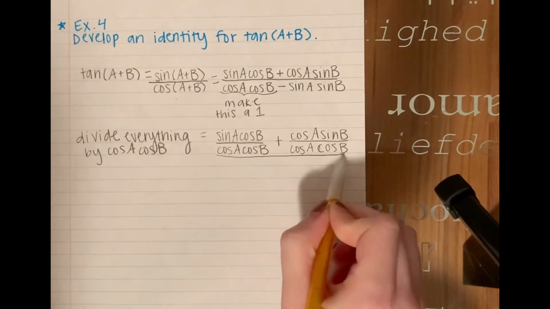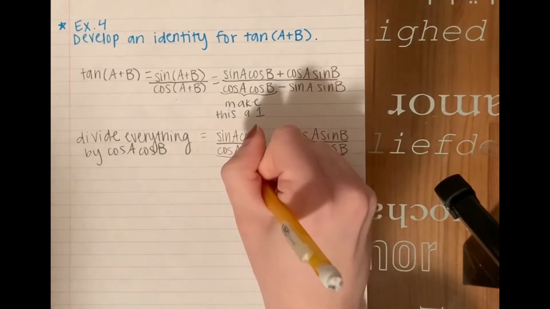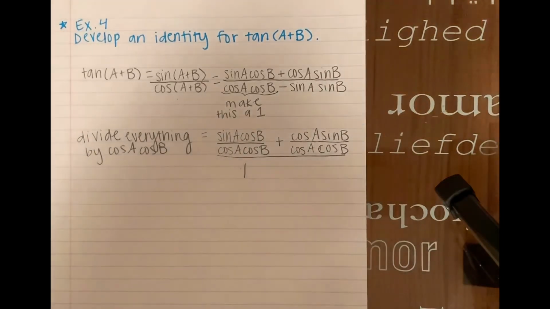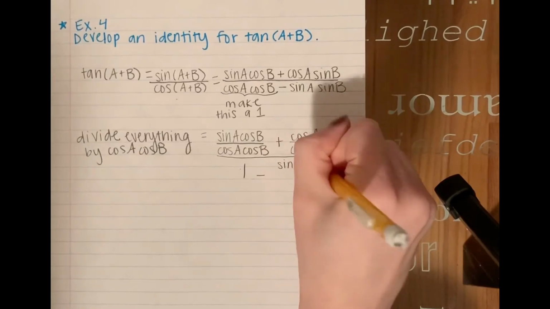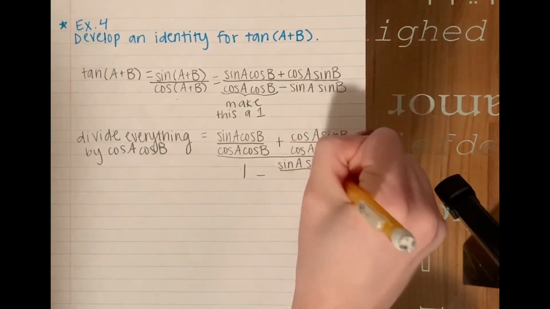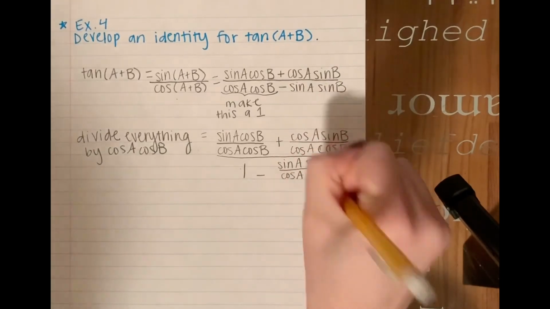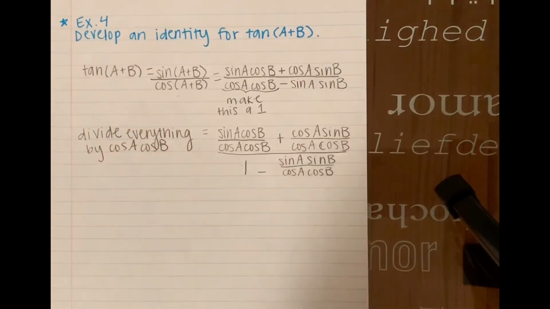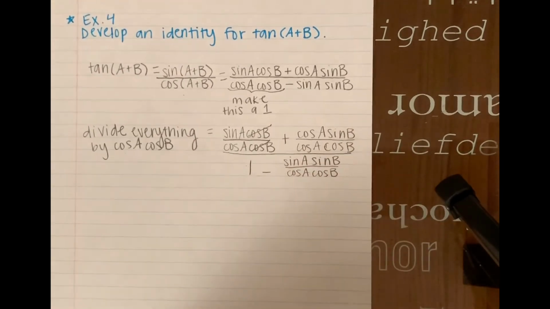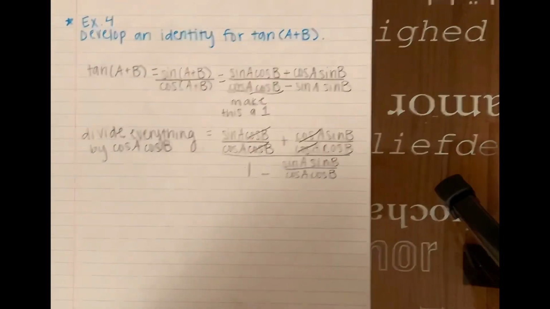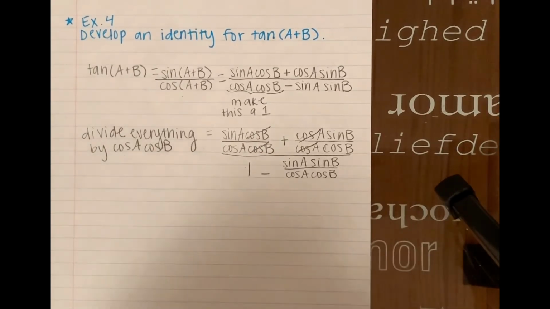Then in your denominator, cosine A cosine B divided by cosine A cosine B, that's getting a 1, which was our goal to begin with. And then we still have sine A sine B over, and we're still dividing it by cosine A cosine B. This looks really complicated, but look what happens now. In this term, I can cancel out my cosine B's. In this term, I can cancel out cosine A. And in this term, I can't cancel out anything.